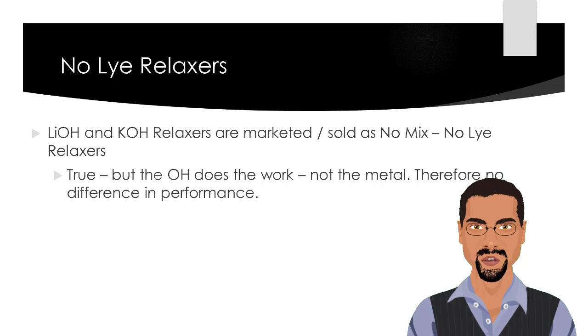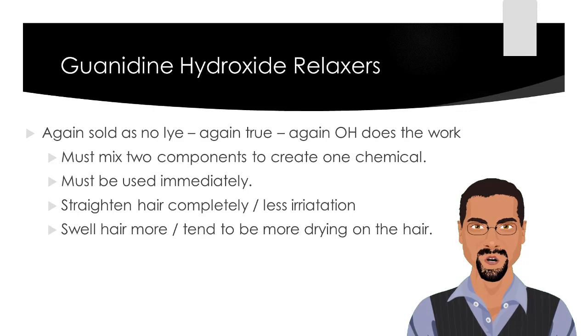Lithium and potassium hydroxide relaxers are often advertised and sold as no-mix, no-lye relaxers. Although technically they are not lye, as lye is sodium hydroxide, their chemistry is identical, aside from the type of metal used, and there is no difference in their performance, as the hydroxide ion does all of the work. Guanidine hydroxide relaxers are also advertised as no-lye relaxers. Again, technically it is not lye, as lye is sodium hydroxide, but the hydroxide ion is still the active ingredient.